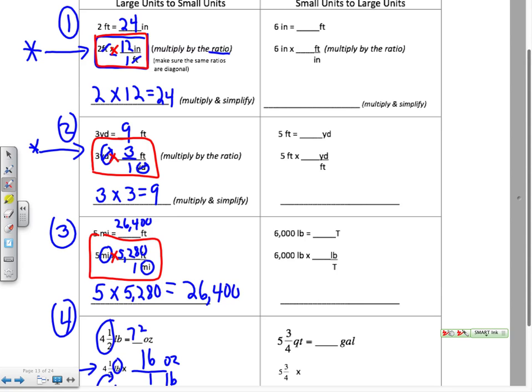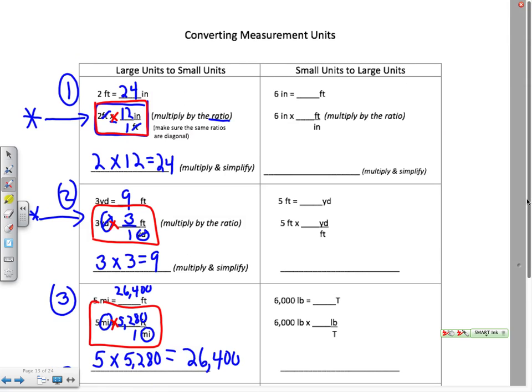So let's see how this side is different. Small units to large units. If I have 6 inches and I want to change it to feet, well, if you know your ruler, 1 foot is 12 inches, so 6 inches must be the same as a half of a foot. But again, let's call this number 1. This is the way we set it up. We multiply by the ratio. And I set my ratio up where my inches here and here are across from each other. So put your unit at the bottom. Okay, so 1 foot equals 12 inches.